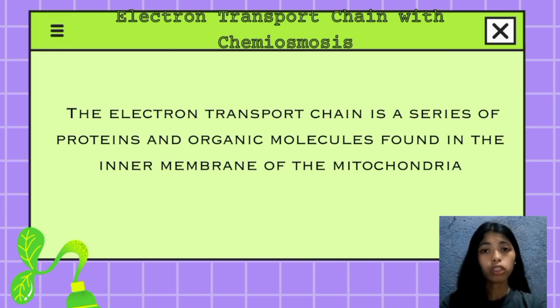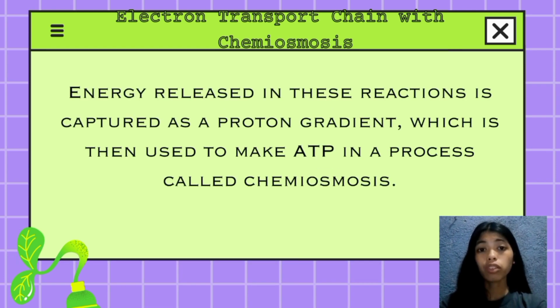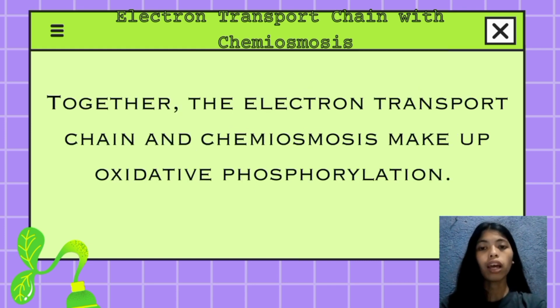Next, we have the electron transport chain with chemiosmosis. The electron transport chain is a series of proteins and organic molecules found in the inner membrane of the mitochondria. Energy released in this reaction is captured as a proton gradient, which is then used to make ATP in a process called chemiosmosis. Together, the electron transport chain and the chemiosmosis make up oxidative phosphorylation, which is the last step of cellular respiration, wherein a large number of ATP, or adenosine triphosphate, is produced.